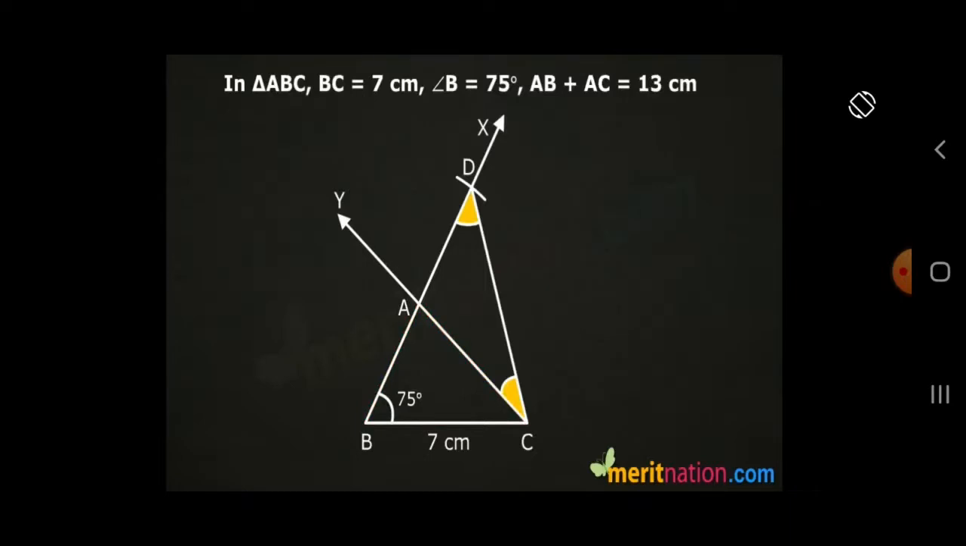Now what we did was angle D equals angle C in triangle ADC. So obviously the sides opposite to equal angles are equal. So AD equals AC. And that is why AB plus AC will be equal to 13 centimeters.